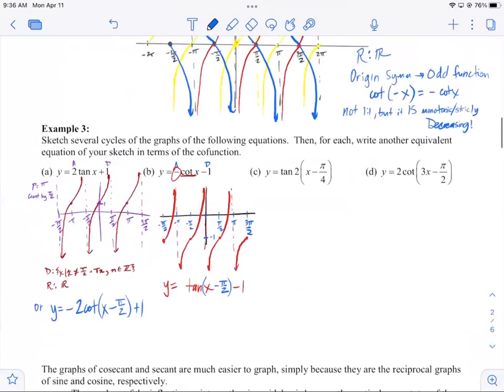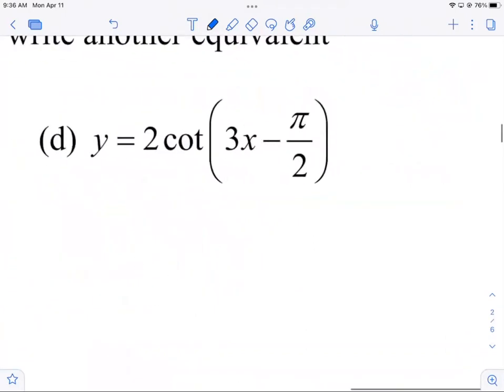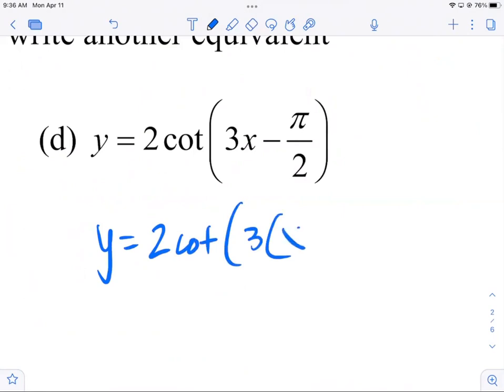Should we do one more? Let's do one more. Let's do letter D. Let's just jump to letter D. Is this one a standard transformation form? No, no. So let's put it into standard transformation form. We got to factor out a 3. So it's x minus pi 6. Close, close. Got it.